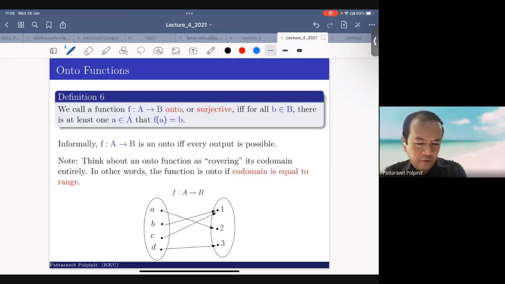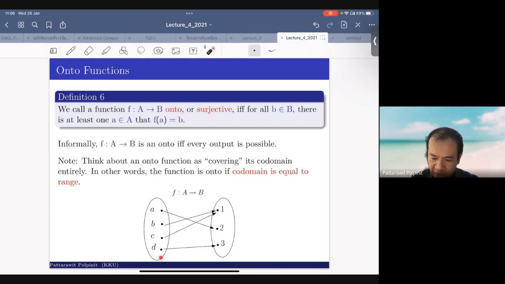Okay. Onto function. So the compulsory skill that you need to acquire here is that when you look at a function, you should be able to tell whether this is an onto function or not an onto function. Okay, what is an onto function? An onto function can be described using these pictures.